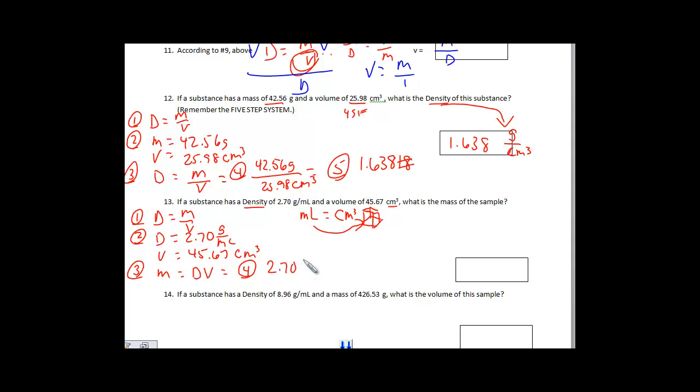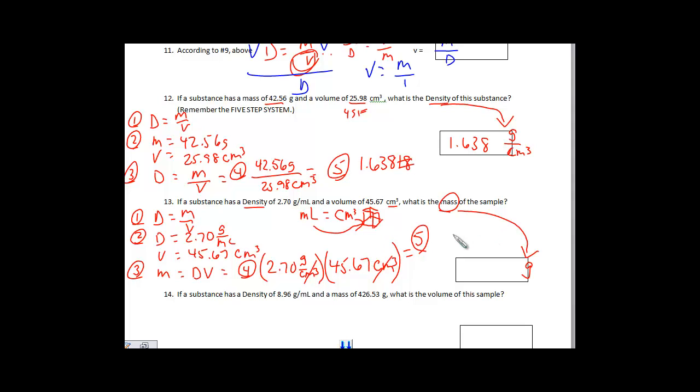The density is 2.70 grams per. You can either use milliliters or cubic centimeters. I'm going to use cubic centimeters because I know that's aluminum. And then the volume is 45.67 cubic centimeters. And then look at here. The cubic centimeters are going to cancel. So we're going to end up in grams. And that's exactly what you would hope if you're solving for mass. So you haven't touched your calculator yet, but you know you're on the right track. Your units cancel out correctly.